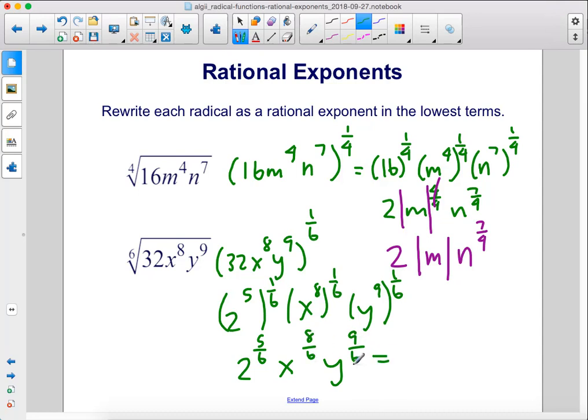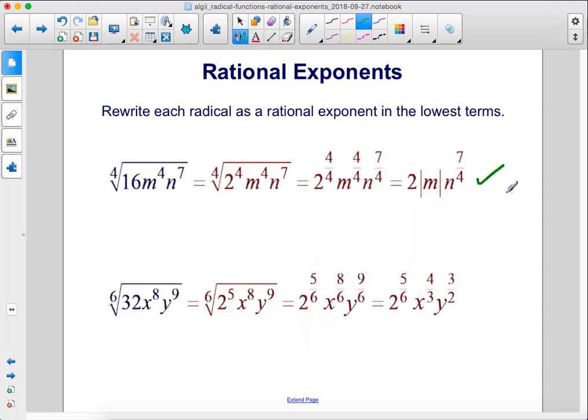Now these two fractions here can be reduced. So we have 2 to the 5 over 6 power times x. So we'll divide both of these by 2. We get 4 over 3 power. And we have y. We can divide top and bottom here by 3. So we have 3 over 2 power. And here are the answers.